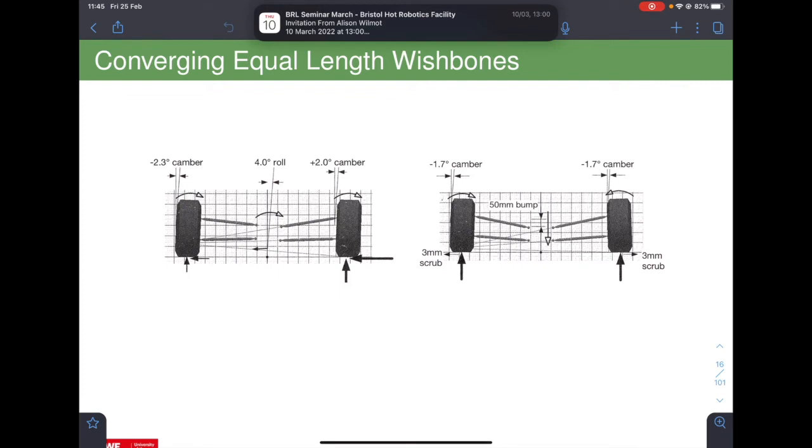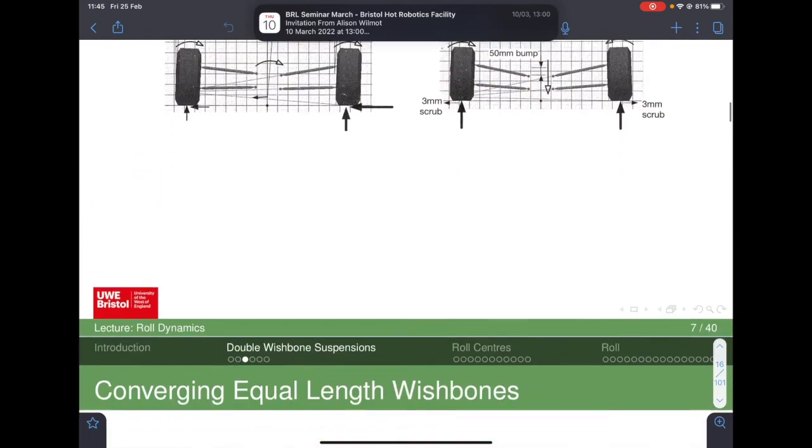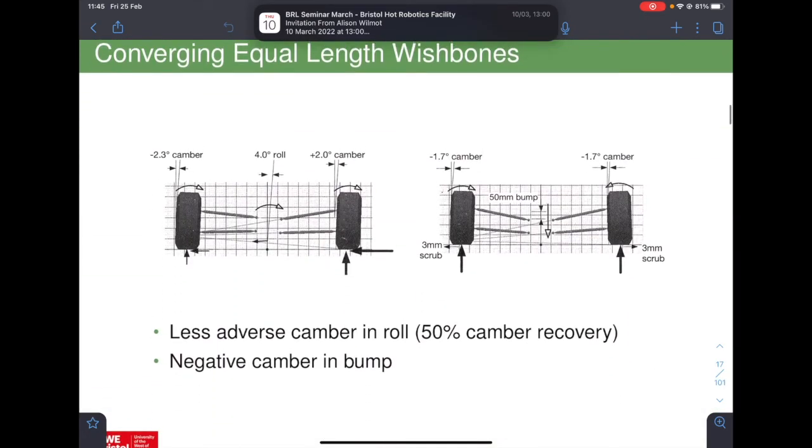You can see that what happens with this under bump, there is some camber being induced, okay? So that we get a bit of scrub on the wheels. So under squat and dive, the wheels are actually cambered. Okay? But you can see with roll, when the body rolls by 4 degrees, the wheels only have a change of about 2 degrees. It depends on which wheel you're looking at. Okay, so you've got 50% camber recovery. The body rolls by 4, the wheels roll out by 2, 3.